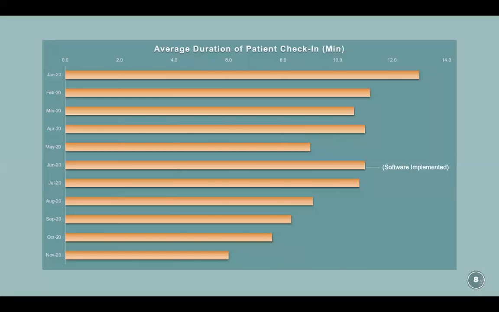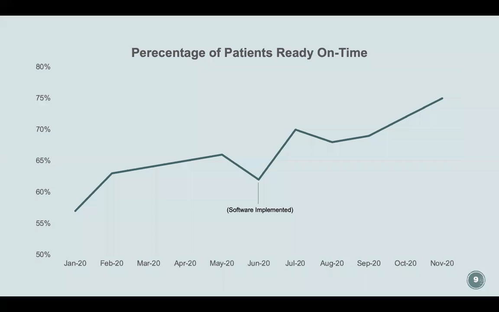Now that the first actions have taken place and the software has been rolled out, what are the outcomes? Well, here are two different outcome measures showing the data before and during the implementation of the new software. You can see that there was some adjustment time when the software was first rolled out while staff became accustomed to it. But after a couple of months, check-in times decreased and more patients were seen on time.